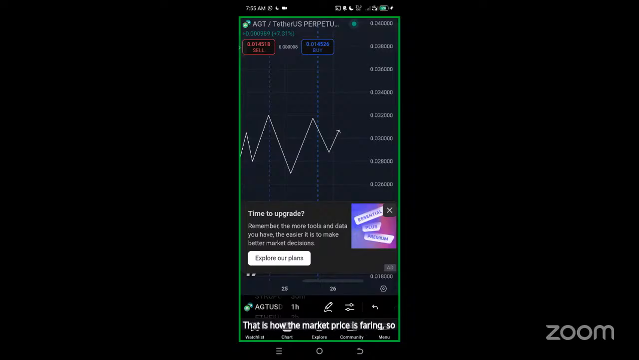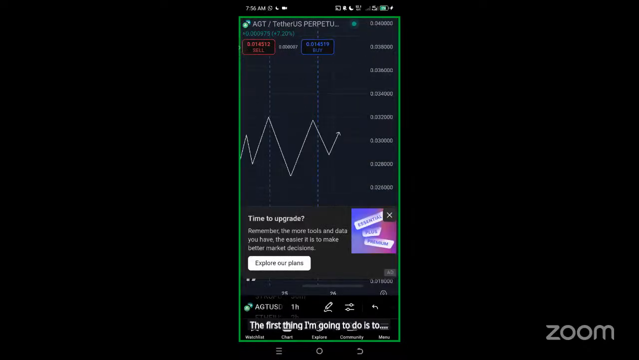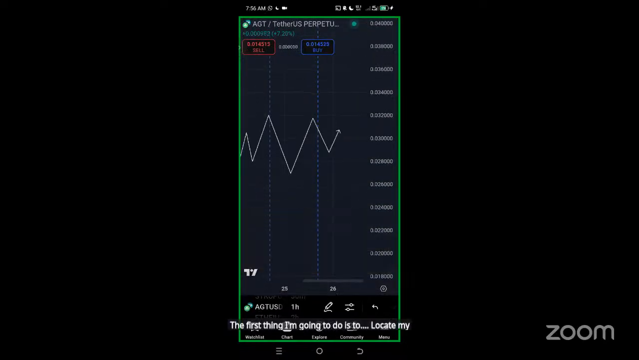So definitely, the first thing I'm going to do is to locate my market price.